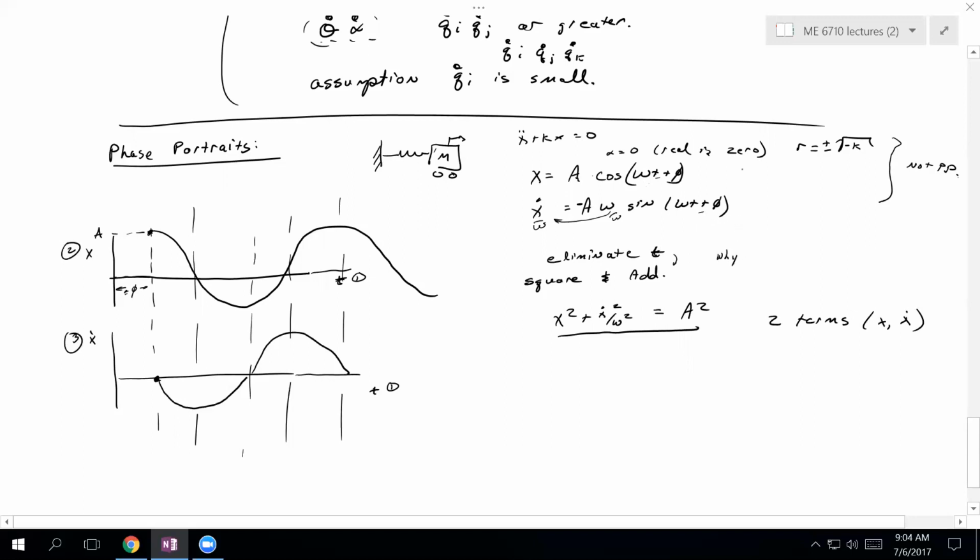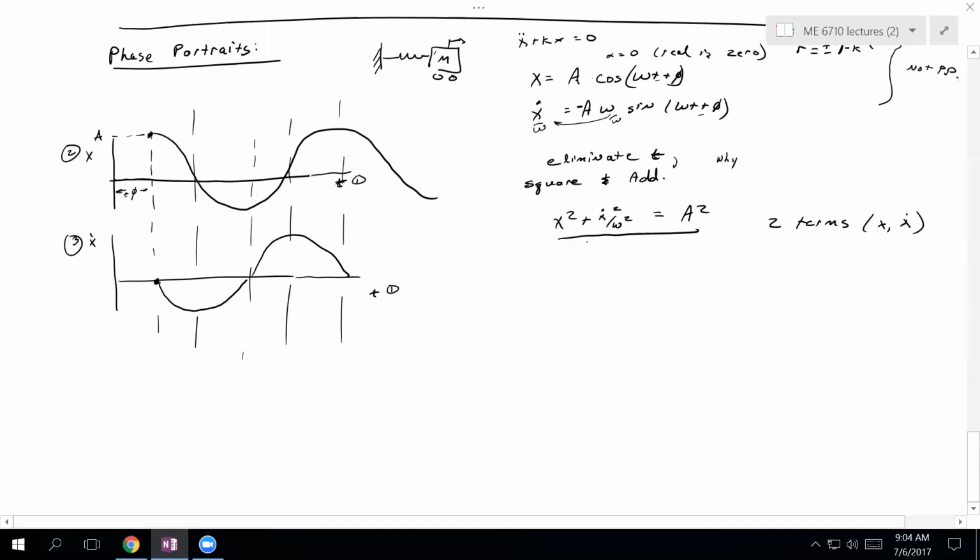Well, frankly, t is time. If I want to know time, that's fine, but t is what made this thing differential to begin with. I had to solve it in terms of time. If I get rid of t, now I can look at a different space. Now I can look at an x and an x dot space, and I've got a fundamental relationship between those.